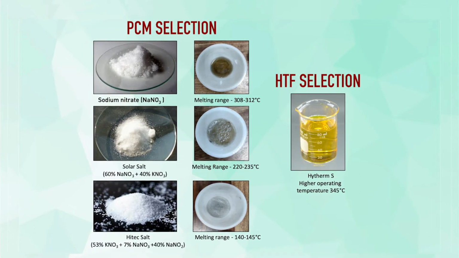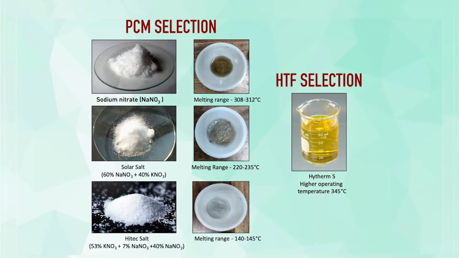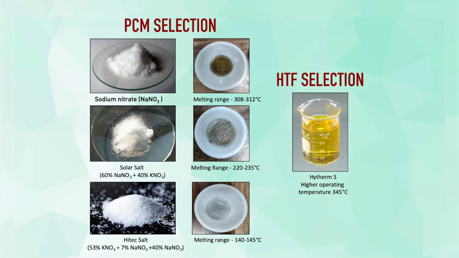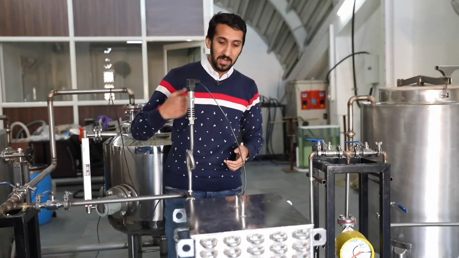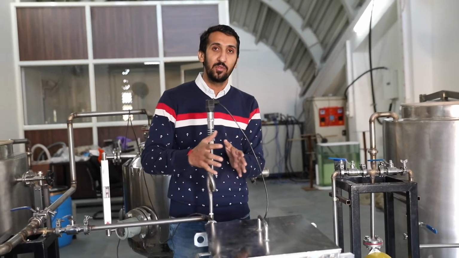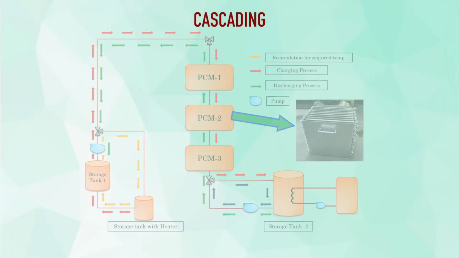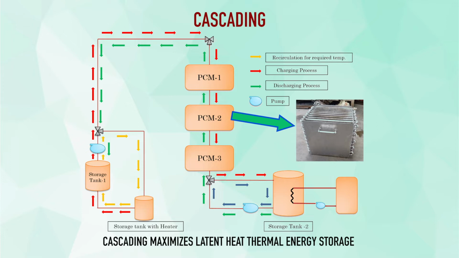The second one is solar salt, at 220 to 230 degrees centigrade. And the third one is around 140 degrees centigrade. So for that, we can make maximum utilization of the latent heat and the energy of that HTF. That's why we are using that cascading system.